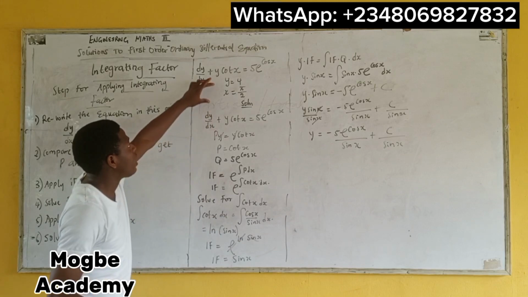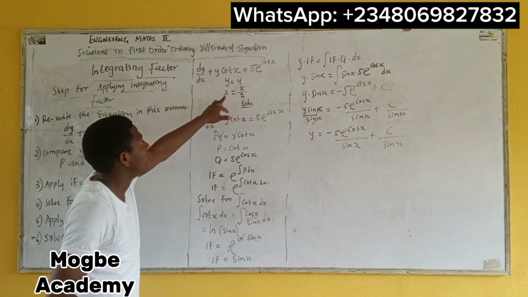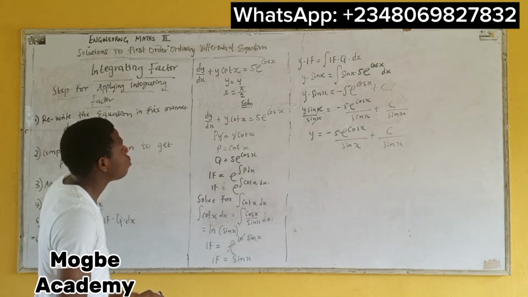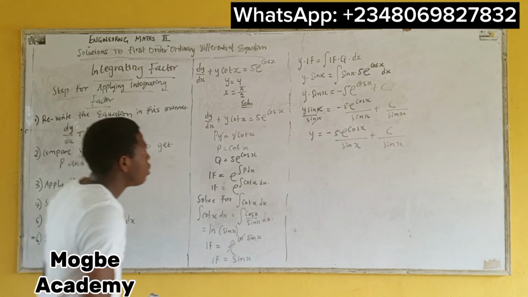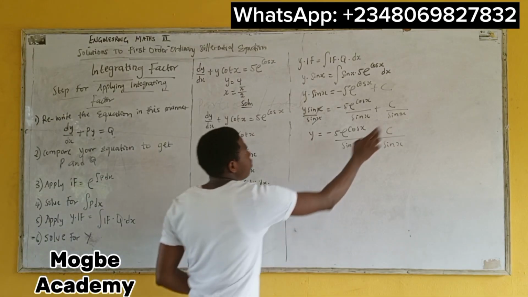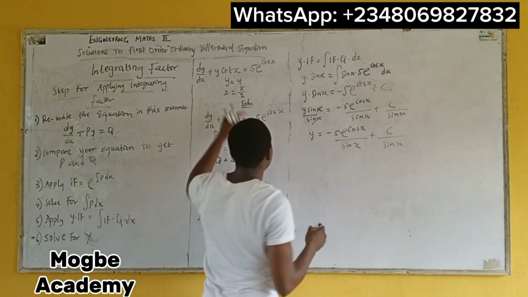But recall, we are given a boundary condition where they said y is equal to 4 and x is equal to pi over 2. Now we can substitute those boundary conditions in this equation here, to get our constant c. We want to look for c. That's why we are given this boundary condition.